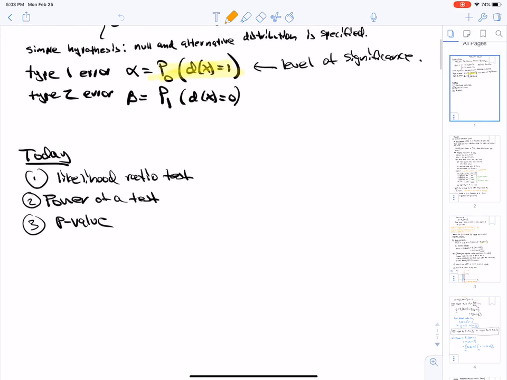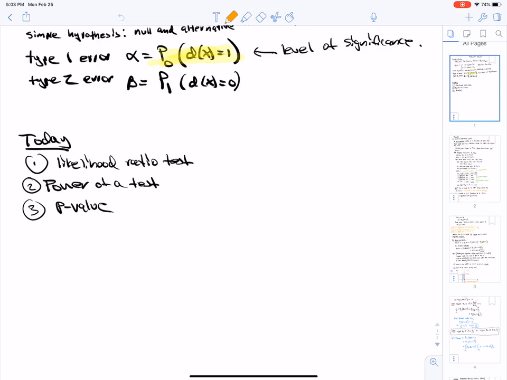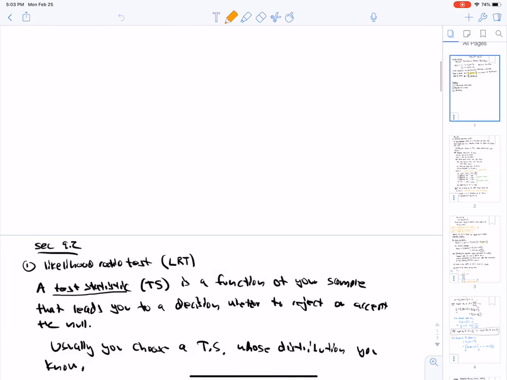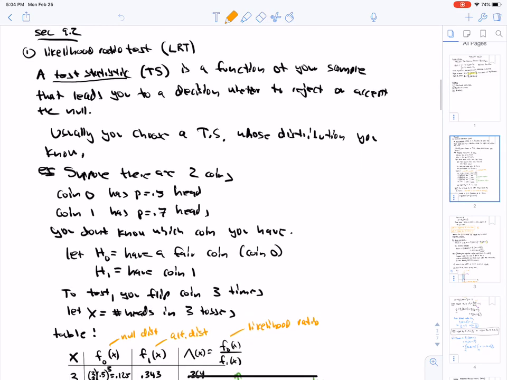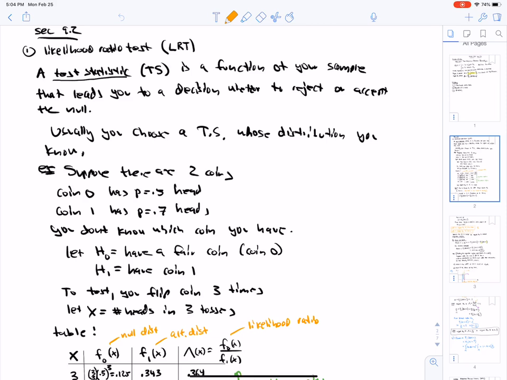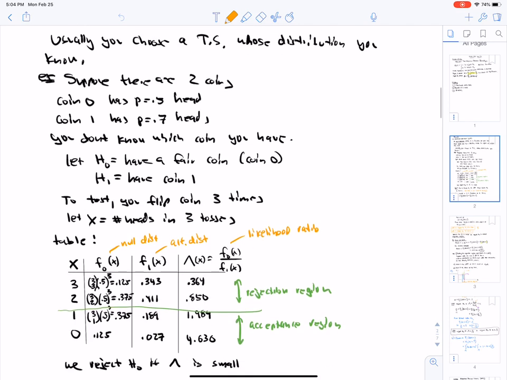Today we're going to talk about the likelihood ratio test, which is the gold star for simple hypotheses. We'll talk about the power of a test as well as p-value. So the likelihood ratio test, or LRT, we start with a test statistic, which is a function of your sample that leads you to a decision whether to reject or accept the null. And you usually choose a test statistic whose distribution you know. Let's take a look at an example.